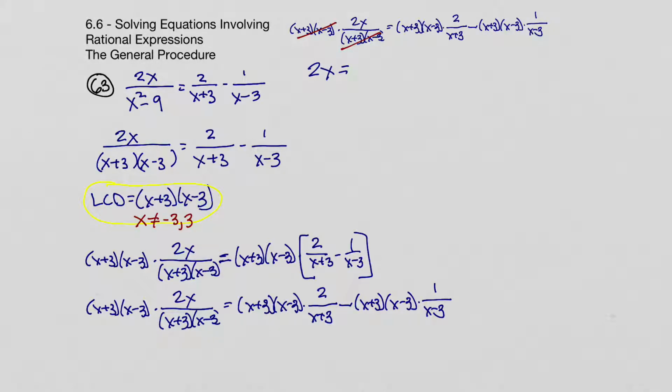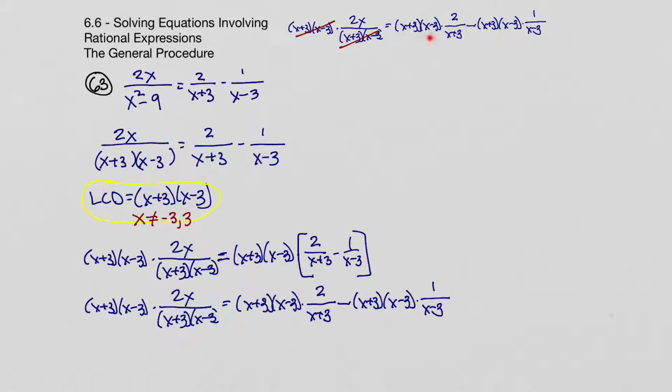On this right side, you can see that this x plus 3 is going to cancel with that one, and that will leave us with this 2 times the x minus 3. So let's write that one. We'll get 2 times that x minus 3. Now on this right side over here, this x plus 3 is going to cancel with that one. So let's actually do that. Let's cancel that x plus 3 with that x plus 3, and doing so leaves us this 2 times x minus 3.